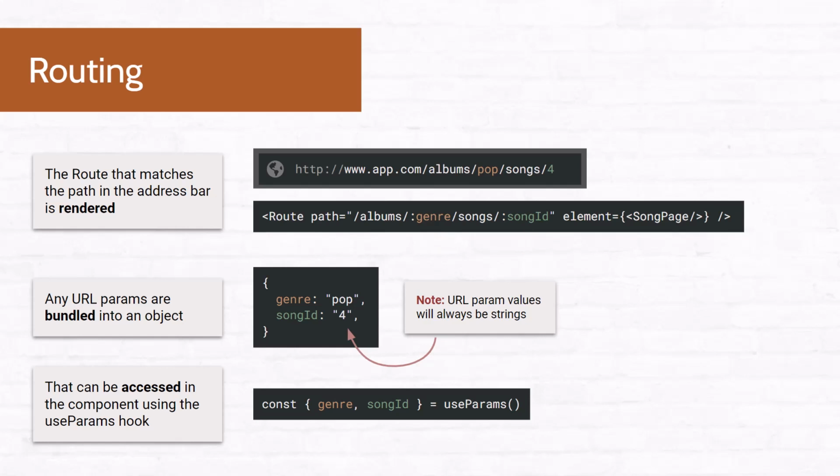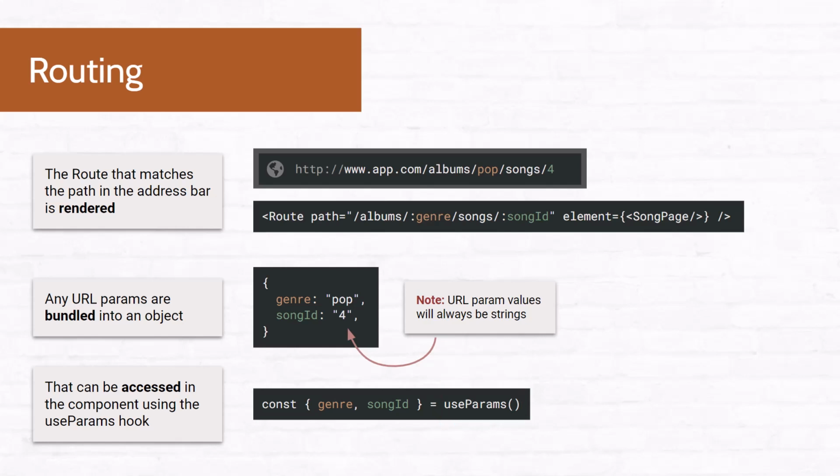Now, important thing to remember is that the number 4 will actually be the string 4. So if you need it as a number, you'll need to parse that into a number. But we will get this object, and if we call the use params hook, it will give us that object. And then for convenience, we can destructure out those 2 properties, genre and song ID, from that parameters object that we get from calling use params.